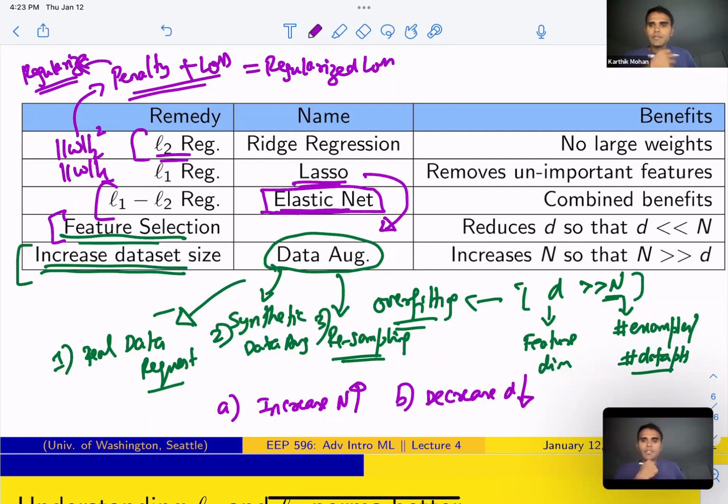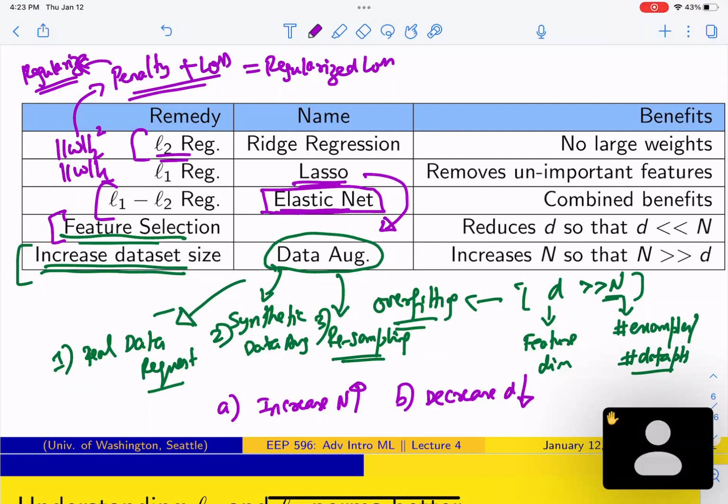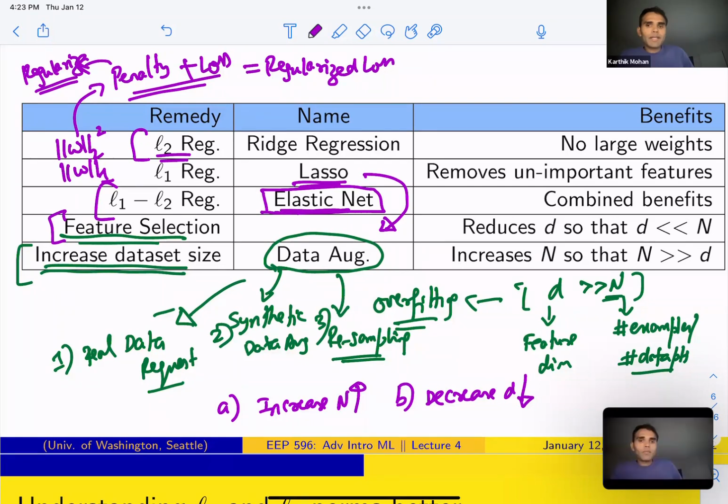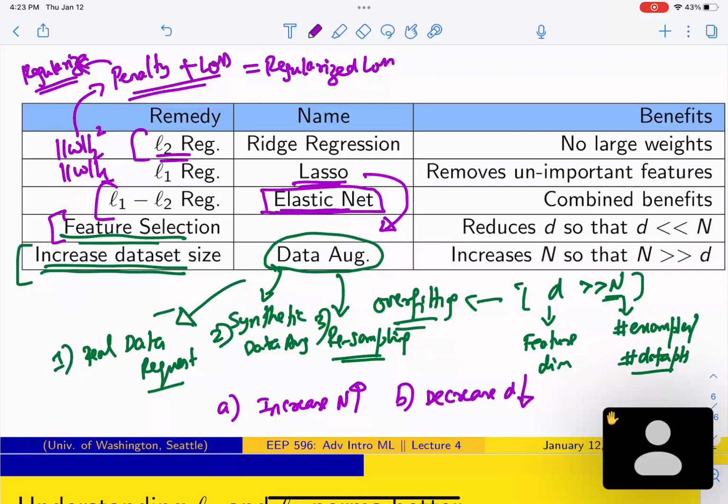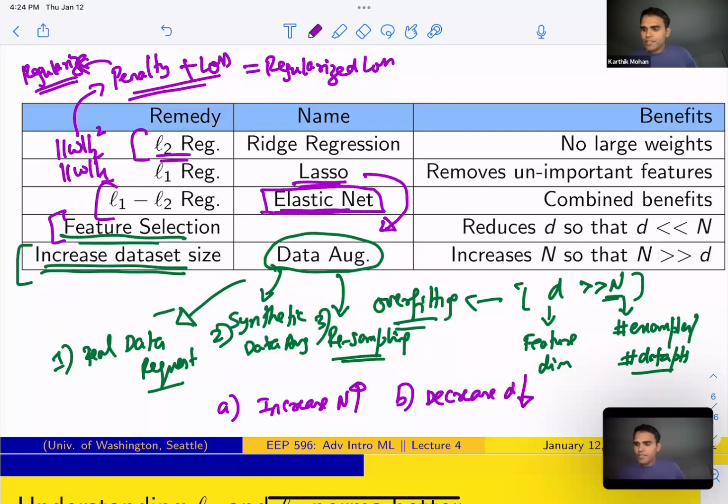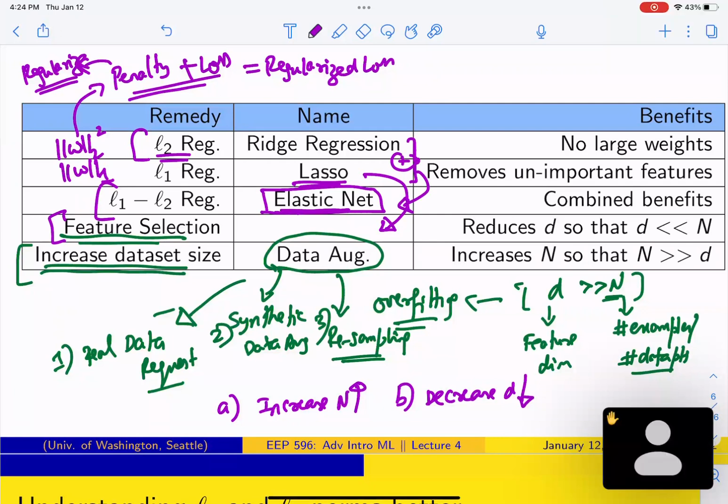Does that answer your question? So for ridge regression, are you able to remove unimportant features also? Not by itself. Oh, okay. But with ElasticNet, you combine ridge regression and lasso, and you get ElasticNet. Oh, I see.